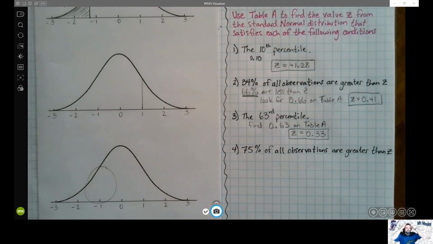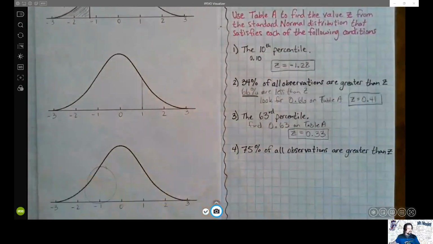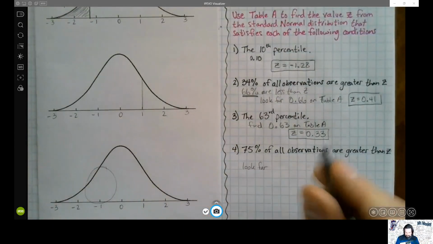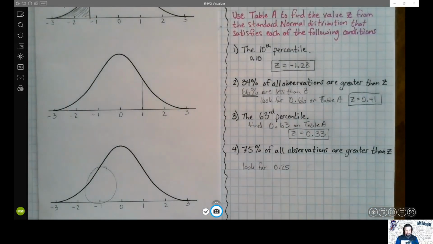And again, the reason we're doing this is so that we're looking at the right part of table A. I need to know if I'm looking at negative z's or positive z's. That's the reason. I got to figure out where I'm at first. I'm going to be in negative z territory, so I got to get that part of my table. And I want 75%, which means I need to look for 0.25, because that means 25% is less than z, right?